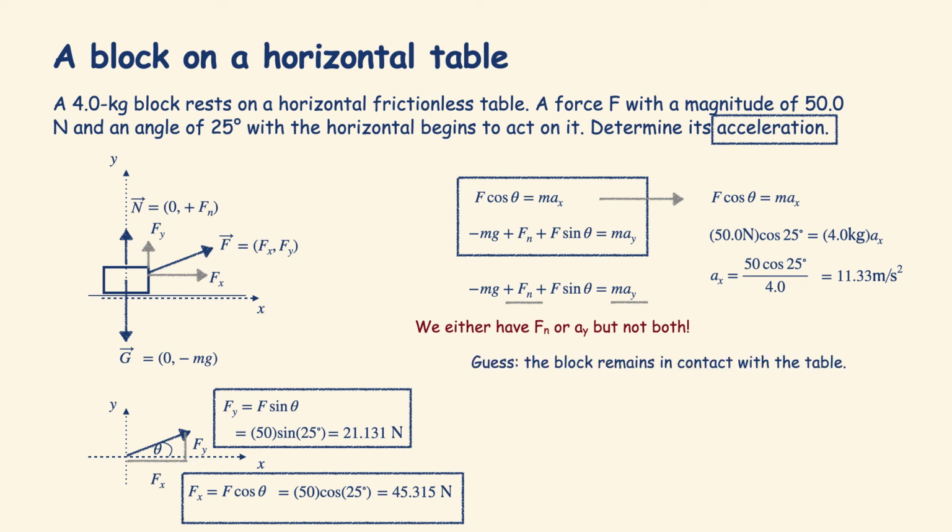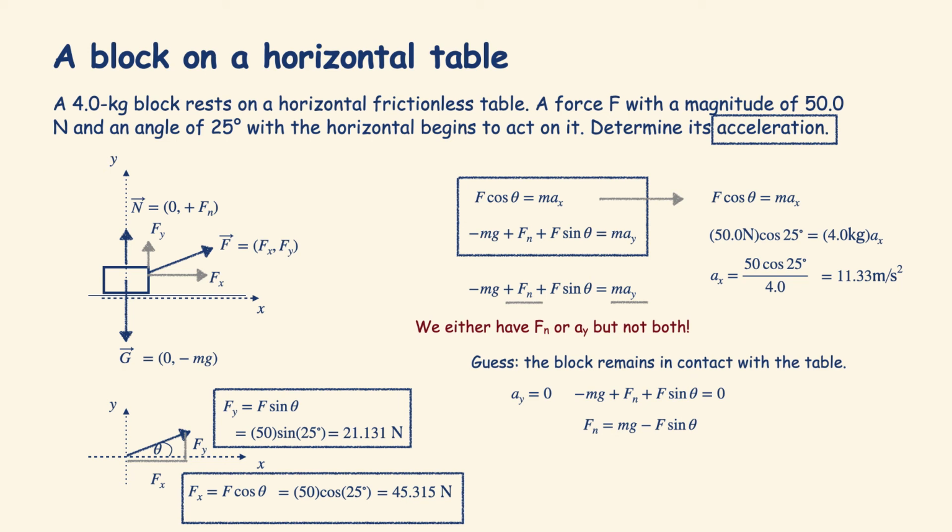A reasonable guess here for our problem is to assume that the block remains in contact with the table. In other words, that it has no change in the vertical motion, so it has no y component of the acceleration. And so the equation becomes: minus mg plus Fn plus F sine theta has to be equal to 0, which gives me for the normal force Fn equal to mg minus F sine theta.